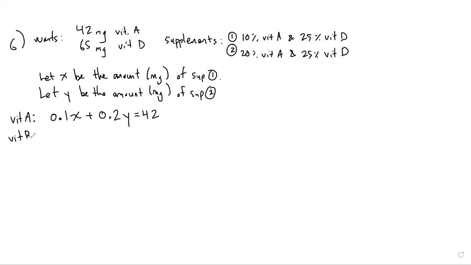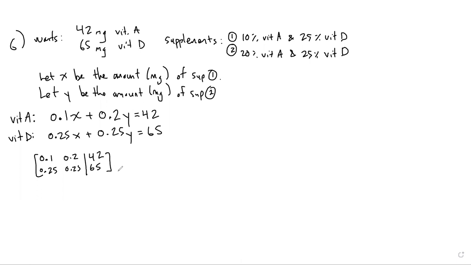And for vitamin D, similarly, it's actually 25% of each. Sorry, not B, that's D. It's going to be 25% of each. And we want that to combine to give me 65 milligrams. So we're able to go ahead and put this into a matrix to solve. So for X, I've got 0.1X plus 0.2Y is equal to 42, and 0.25X plus 0.25Y is equal to 65.